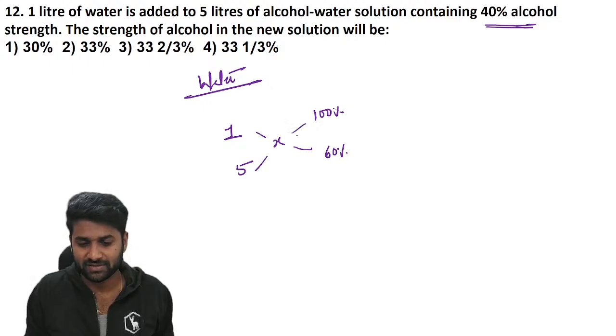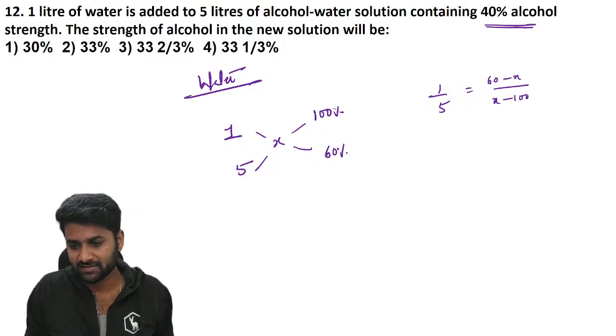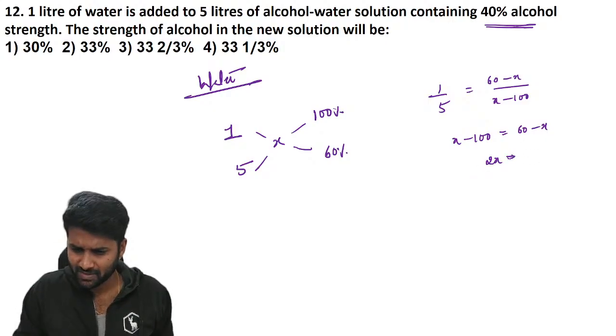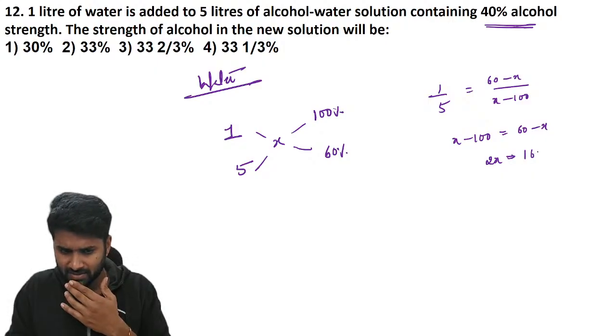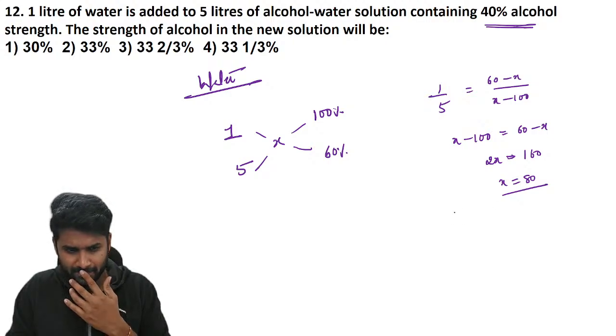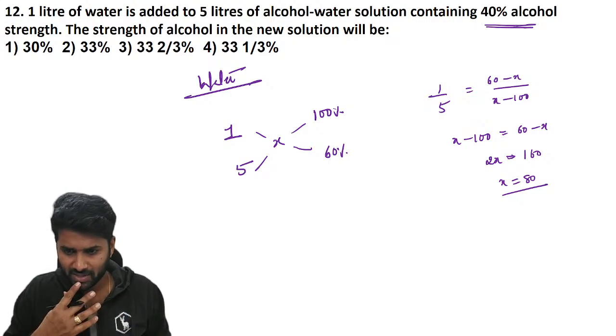Find the value of x. 1 by 5 is equal to 60 minus x divided by x minus 100. Further simplification. X minus 100 is equal to 60 minus x. Then 2x is equal to 160, then x is equal to 80. Clear? You will get the x value, right?